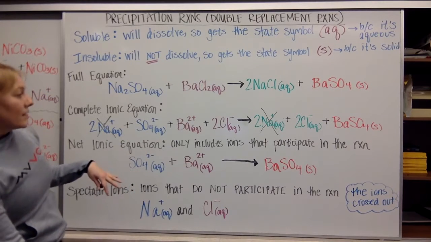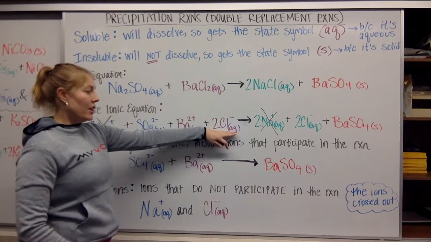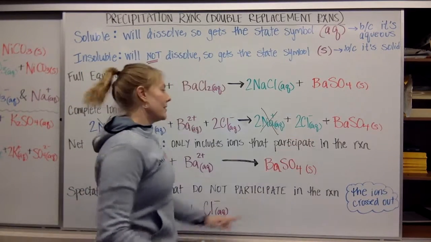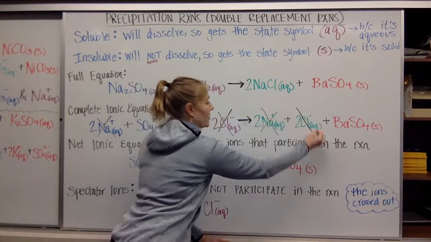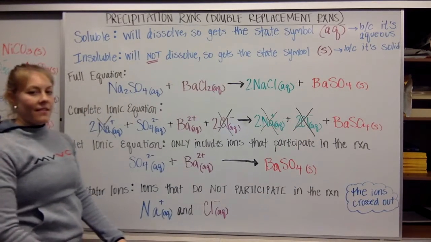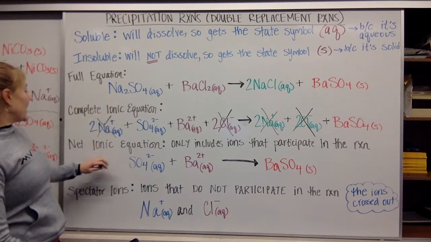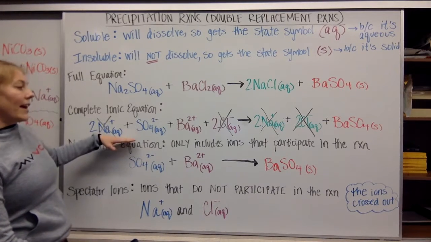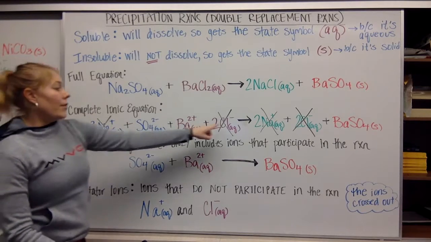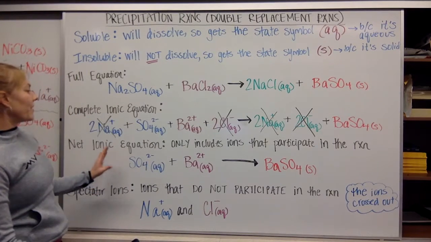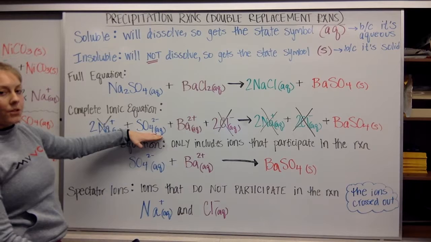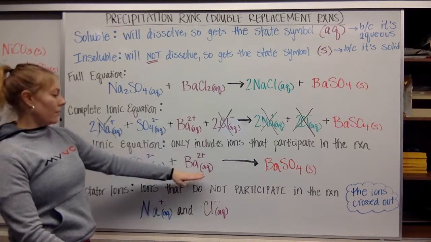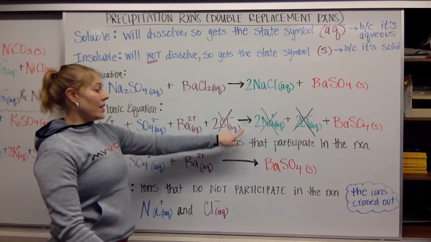We also see Cl- here. There's two Cl- in the reactants, two Cl- in the product. This ion did not change from the reactants to the products. So we're going to cross that out. It is not part of our net ionic equation because this only includes ions that participate in the reaction. Those two ions did not participate in the reaction. So what we're left with is SO4 2-, right here, Ba2+, right here, and they yield, right?